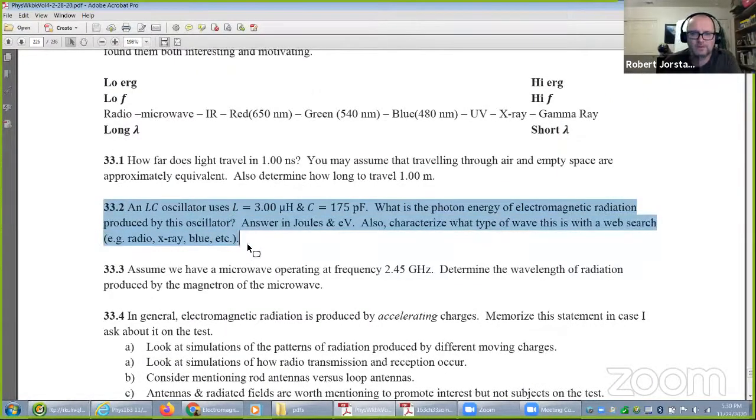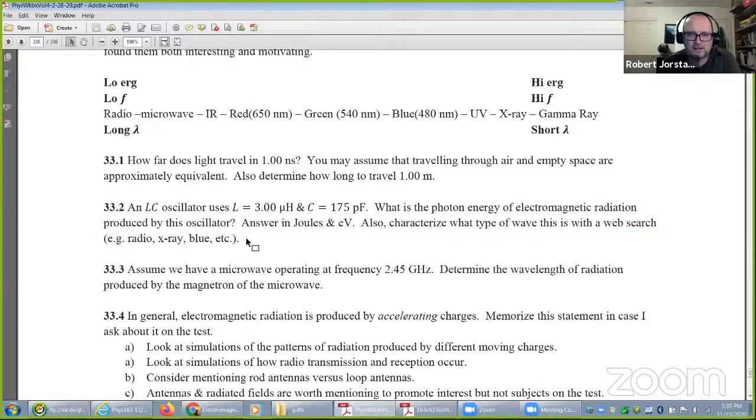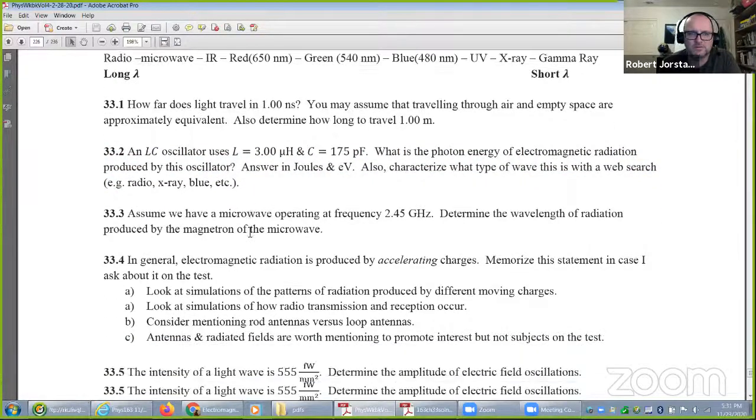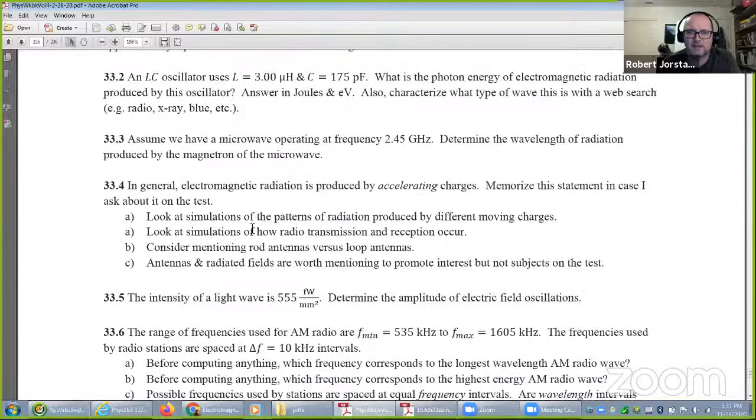33.2. Okay. So everybody, let's take a look at 33.2. You have an LC oscillator, and we're going to use an LC oscillator to produce electromagnetic waves or to receive them. A good transmitter is a good receiver. So LC oscillator circuits will cause charges to oscillate. That means you're going to give off radiation.